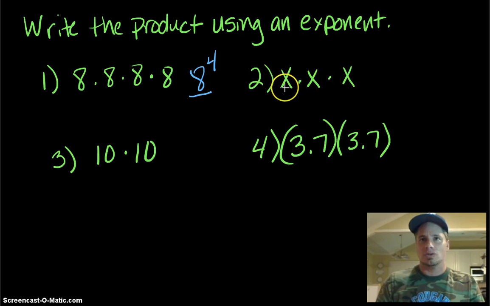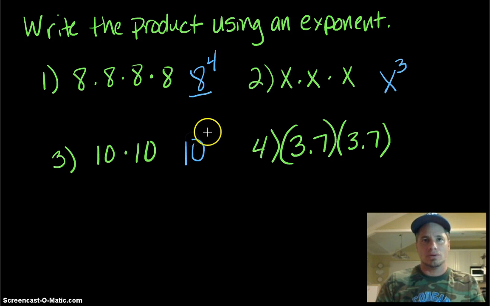Okay, look at number 2. The base is going to be x. So it's x to the what power? Well, 1, 2, 3. How many times does it multiply by itself? Third power. Okay, here 10 is the base. 10 times 10. Well, how many of those are there? There are 2, so it's 10 squared.